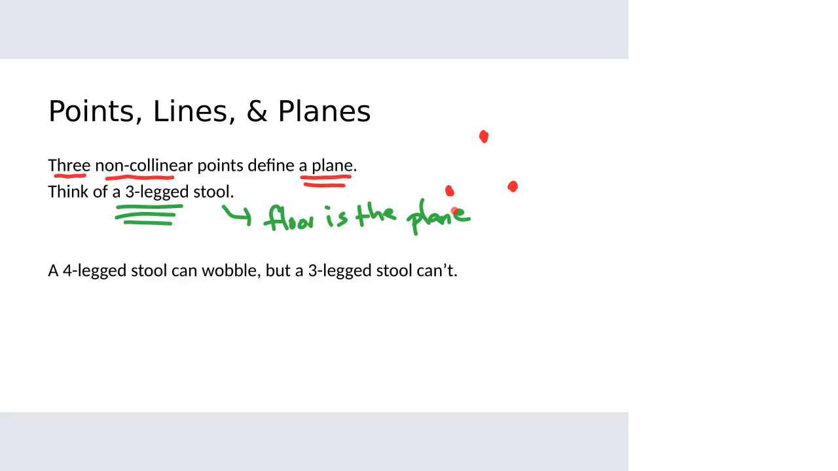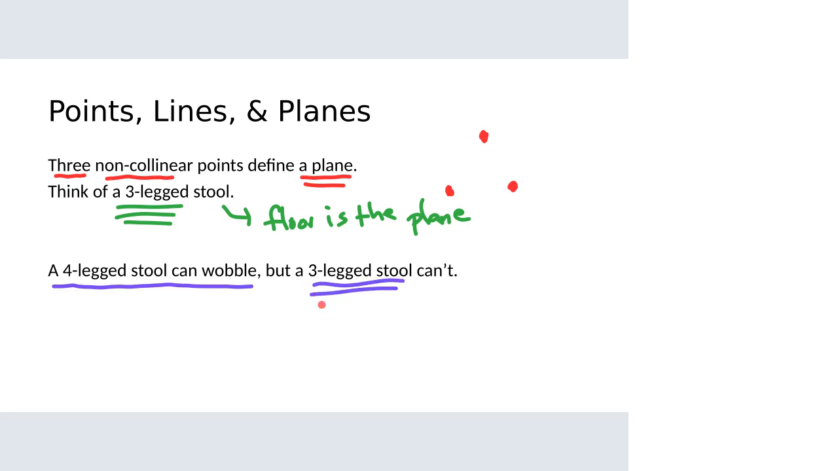A really nice thing to tag along to this is the idea that if you have a stool with 4 legs, like I do in my house, they never seem to touch the floor perfectly. One of them's always a little bit off. It can wobble a little bit. That's because the 4-legged stool doesn't define a single plane. We're rocking back and forth.